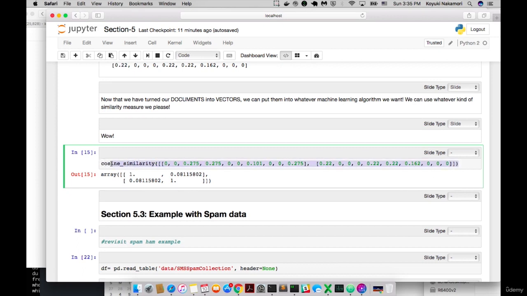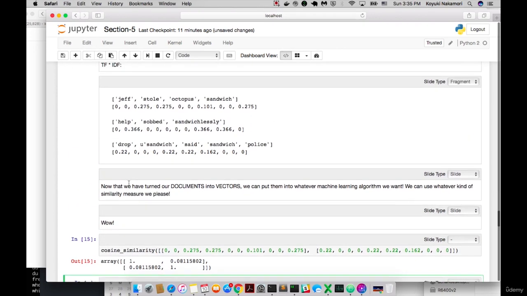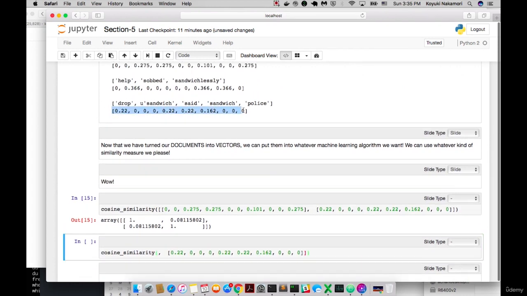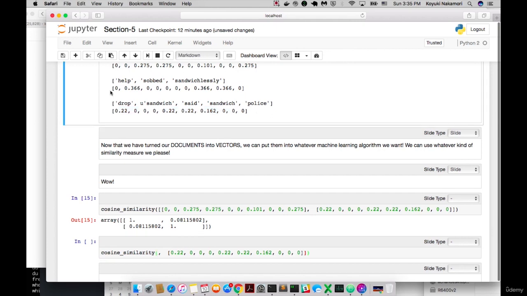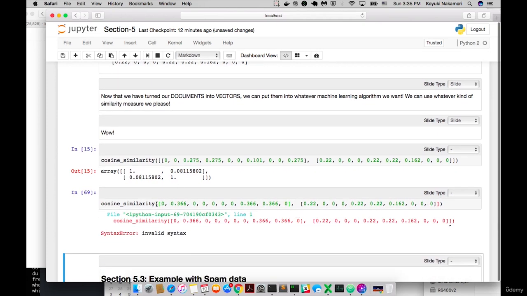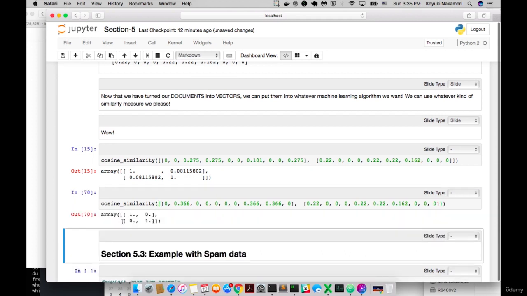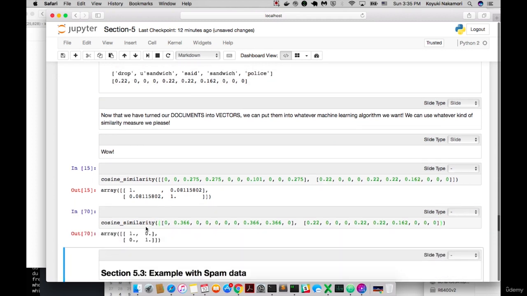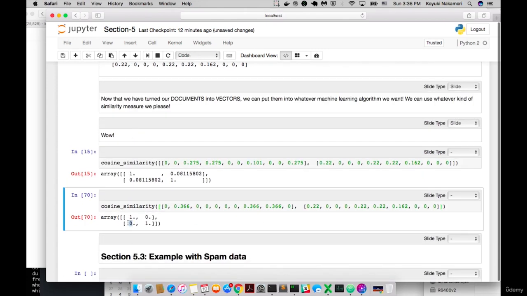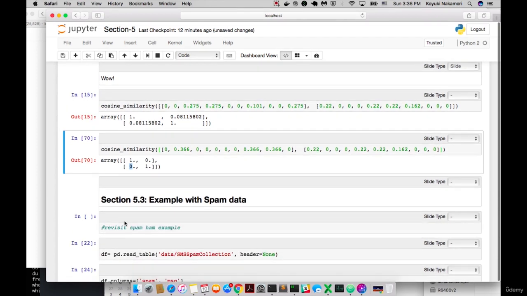Let's say we want to do the second and third. Let's look at the cosine similarity of the second, so this is our second, and the third one. This one is the second one. Remember that you have to pass in a format that's a list of these. So the cosine similarity between the second and third is 0. It shows up as 0. It can happen; it just means that they're not similar at all.